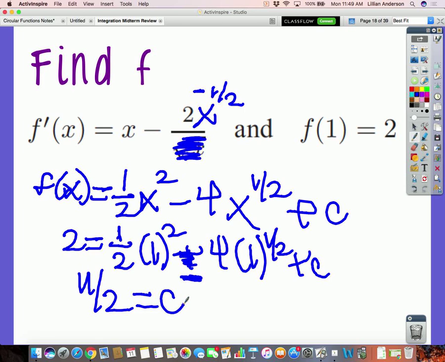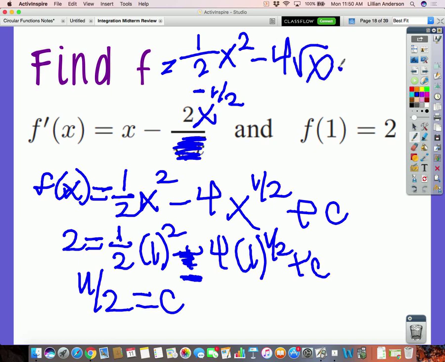So then your function, your f, would be all of this, and instead of a c, it would be your final value. So that'd be 1/2 x squared minus 4 square root of x, turn that back to a radical, plus 11 over 2. And that's how you find your exact solution for this particular situation. Questions? All right.